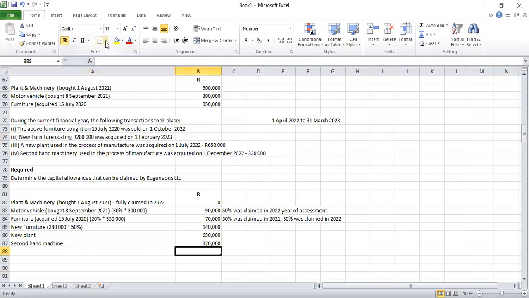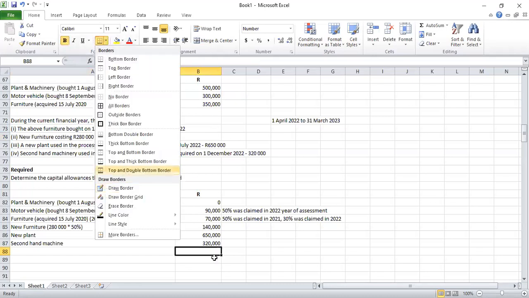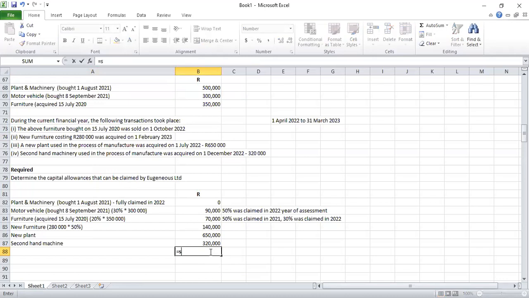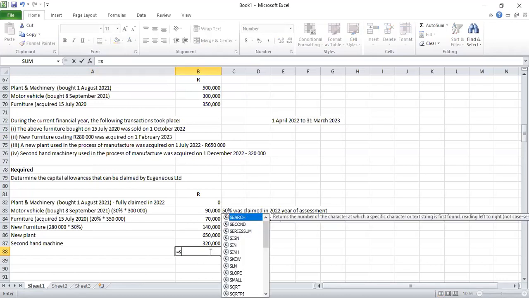Sorry, Eugene. So we assume that furniture was used in the process of manufacture? No, I never said furniture is used in the process of manufacture. I said all the other assets that are not used in the process of manufacture, as long as they bought it, it's going to qualify for 50-30-20. Those used in the process of manufacture, it's a 100% deduction. Okay, okay.